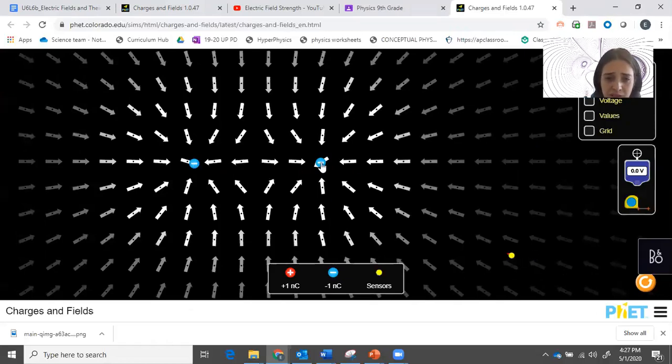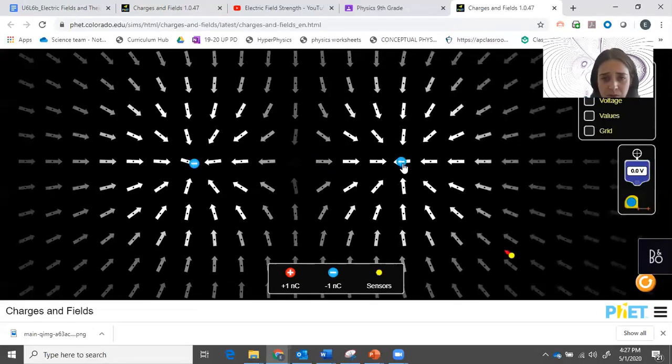Now, the arrows, I'm going to separate these guys a little bit more so it becomes a little clearer. All right, there you go. So now here I have, I'm going to move my probe around. So as I expect, the closer I get to my charge, the larger the electric field strength is.